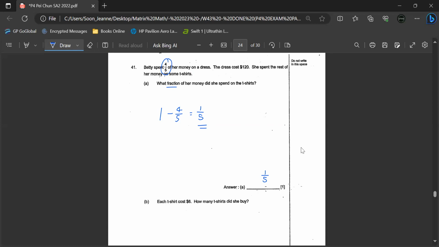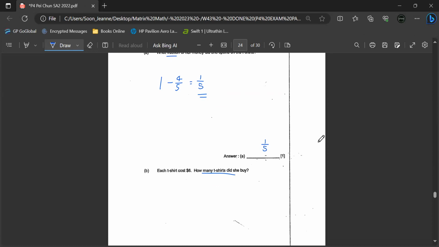Okay. B, each t-shirt costs $6. How many t-shirts did she buy? So we know that she spent 4/5 on the dress, and the dress is 120. So now we do know that the value of 4/5 is 120. Look for 1/5. 120 divided by 4 equals $30. This is for the t-shirts. Okay, so that means 1/5 is the t-shirts.